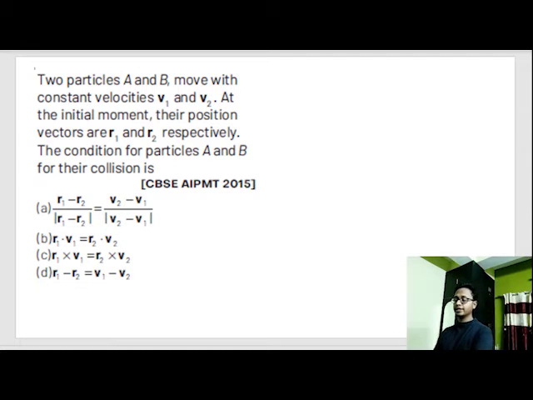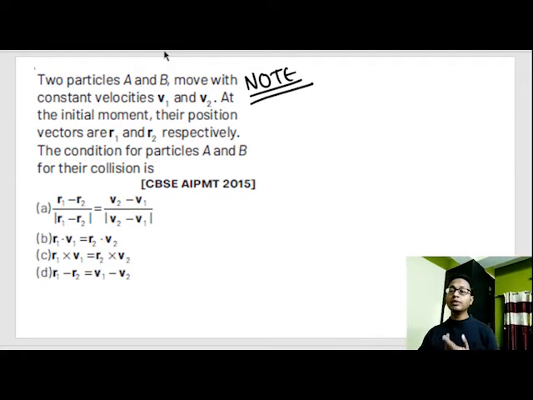Two particles A and B move with constant velocity v1 and v2. At the initial moment, their position vectors are r1 and r2 respectively. The condition for particles A and B to collide is: the vectors v1 and v2 of the two particles are given, and their position vectors r1 and r2 are given. So make a note, this is a theory. Treat this question as a theory.